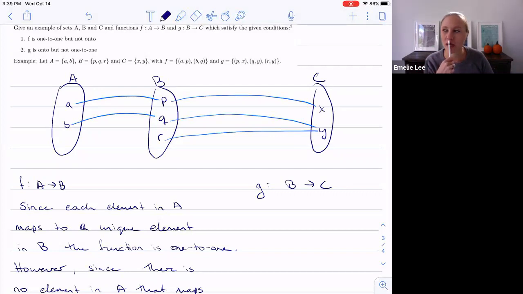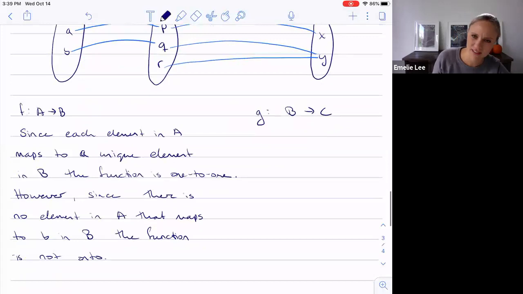I wonder if she meant bijective, meaning it can be onto and one-to-one at the same time. Because that can only happen if you have the same number of elements. Let's summarize this and move on with our lives. All right.